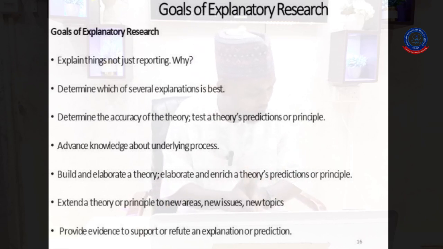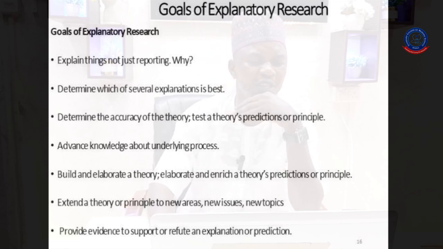Maybe a particular theory is trying to solve one particular problem, then you make it richer, to solve several problems instead of one. Explanatory research also provides evidence to support or refute an explanation or prediction. You don't just describe, because in descriptive research there is no evidence to support your argument.